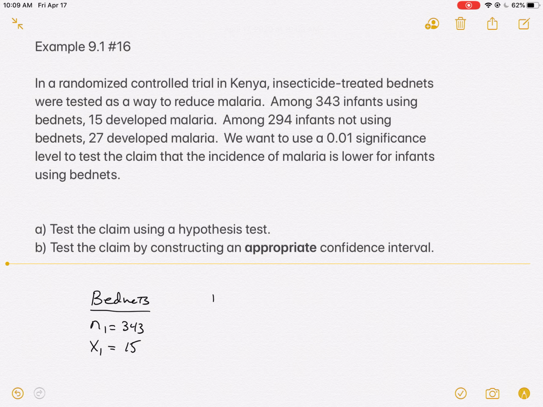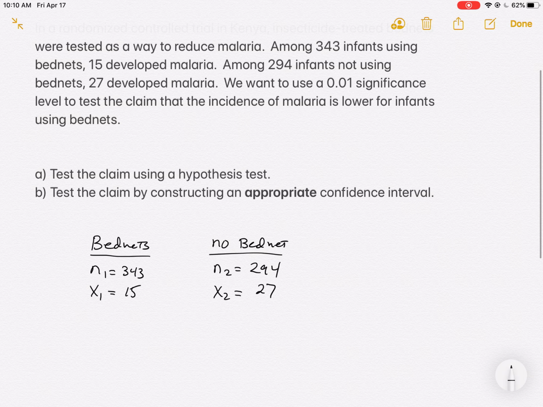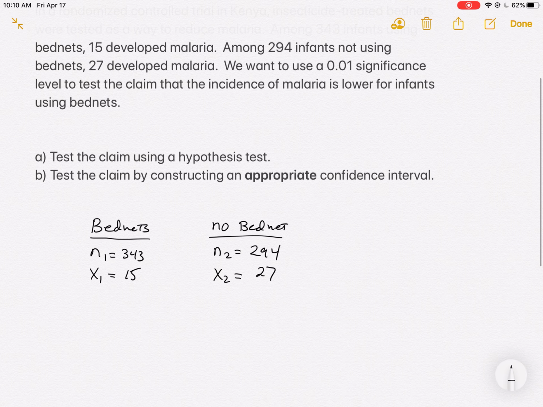Then we have some non-bed nets, right? And so I would recommend just no bed nets. I'd recommend just getting those two populations out there. Call the first one number 1, the second one number 2. It really doesn't matter. And 2, our second population, would be 294. And the number that contracted malaria was 27 in that group. And we want to use a 0.01 significance level to test the claim that the incidence of malaria is lower for infants using bed nets.